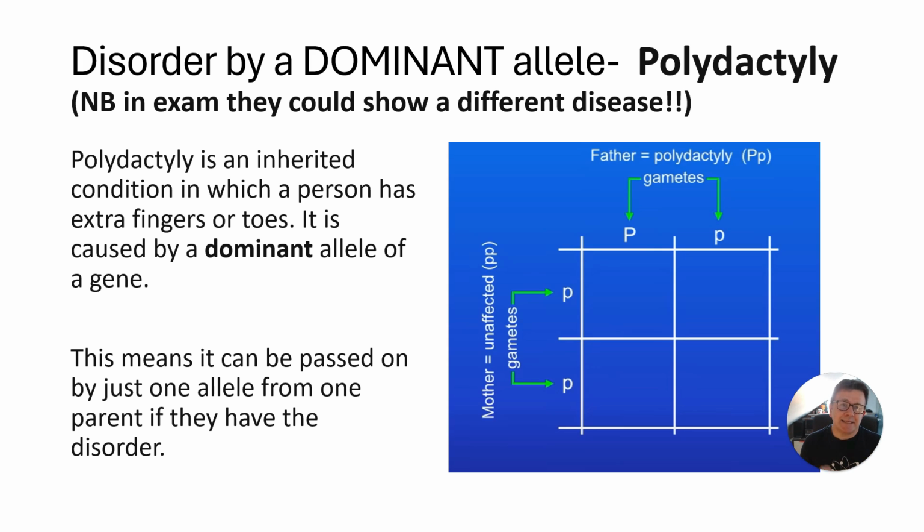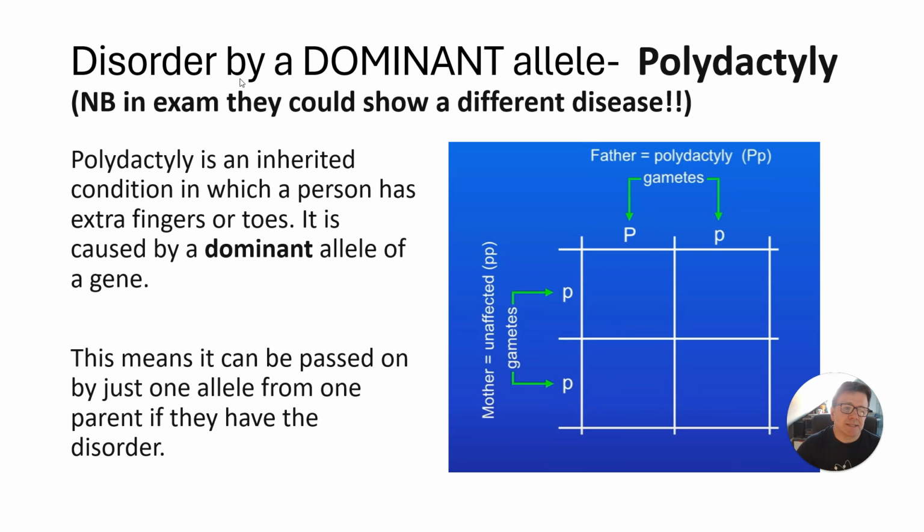However, in the exam, they might show you a different disease. So just be aware, if it's a dominant allele, it works out exactly the same as polydactyly, not the symptoms, obviously, but the way that you show it. If it's a recessive allele like cystic fibrosis, it's very similar. So polydactyly, you have extra fingers or toes. It's caused by one mutated dominant allele of a gene.